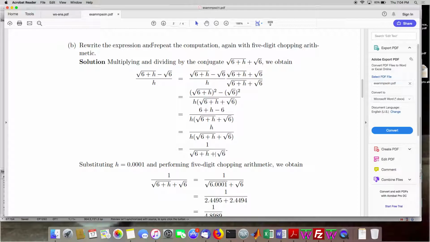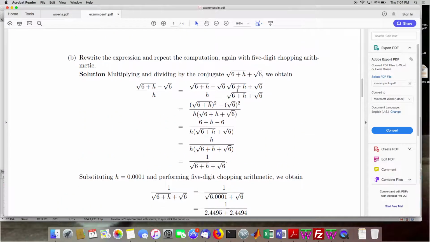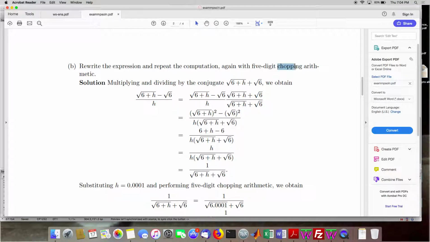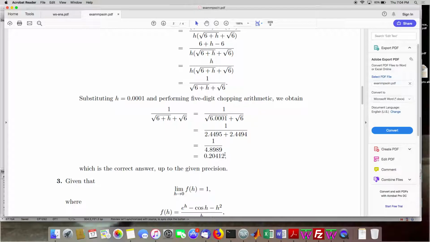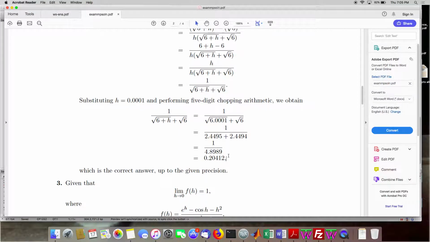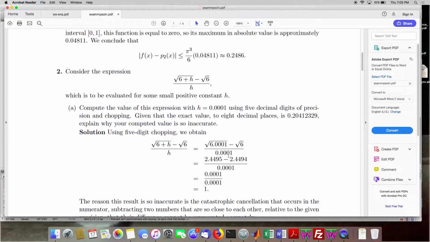Notice it says here, after modifying, repeat the computation again using... Okay, well here I specified chopping instead of rounding. So sure enough, this answer turned out to be correct to 5 digits. Not sure why I said chopping instead of rounding. I wrote this problem many years ago, so I wonder if something fails in that case. But okay, so that's the idea.